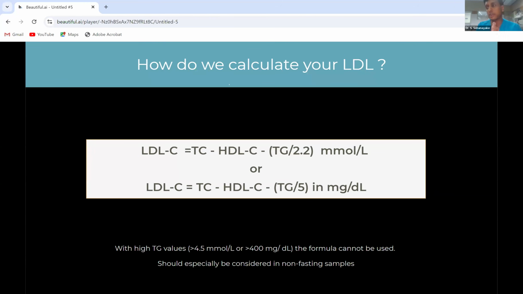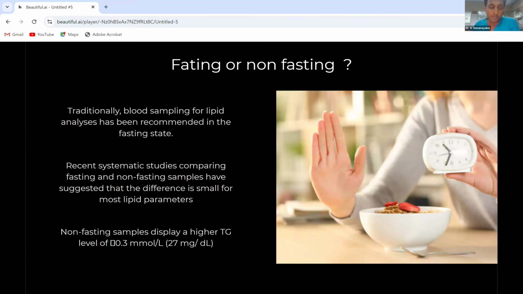So how do we calculate your LDL? Why we talk about LDL again and again is that it is the cholesterol we are most interested in when it comes to prevention of disease. The known formula is LDL-C equals total cholesterol minus HDL minus triglyceride divided by 2.2. You need to know the triglyceride, HDL, and total cholesterol levels to get an idea about the LDL. But with high triglyceride values, if it's more than 400, you cannot use this formula. Then think of fasting versus non-fasting lipid profile, because the evidence now is that you can also try a non-fasting lipid profile.